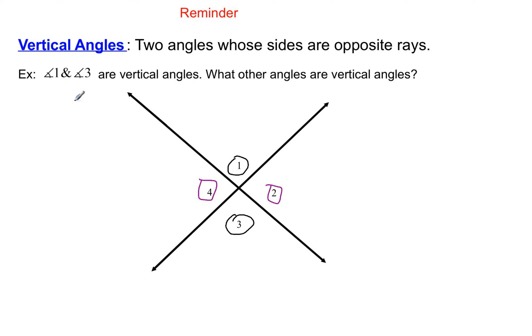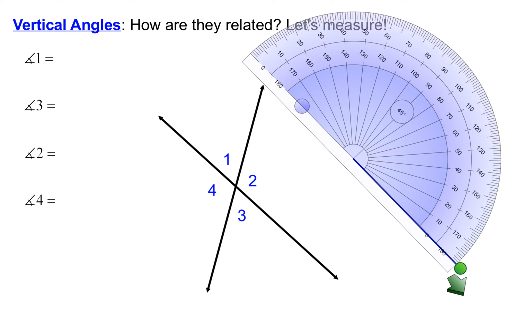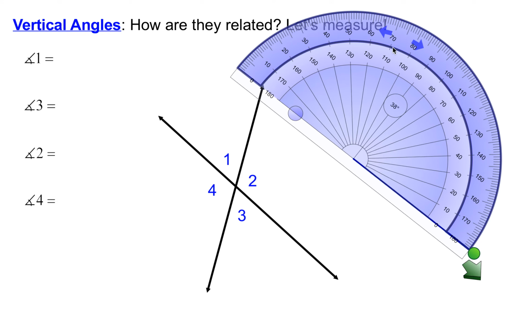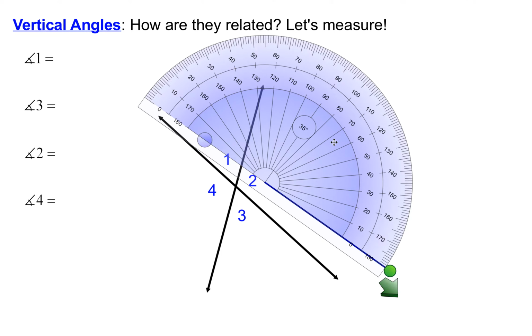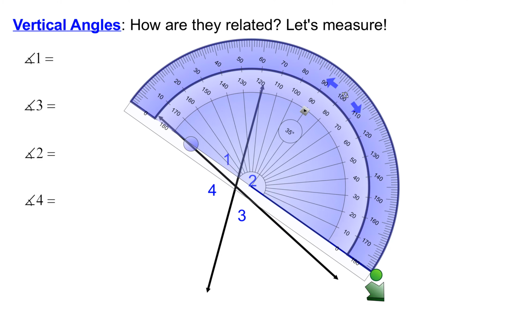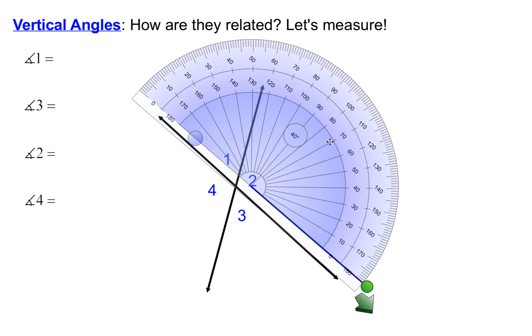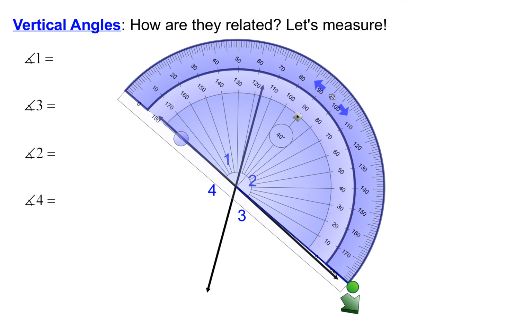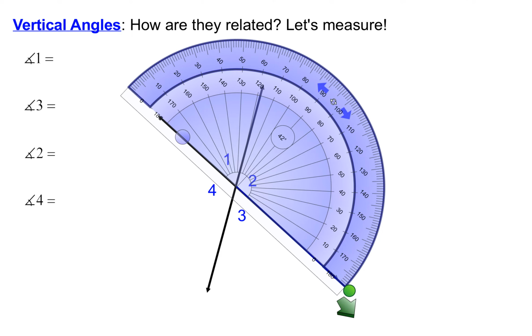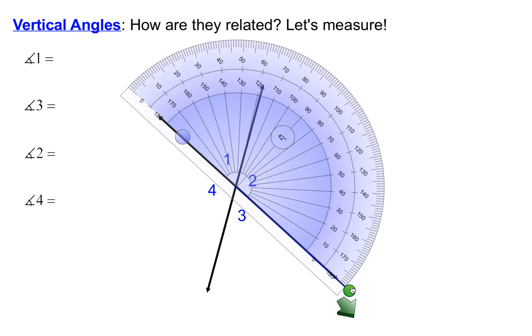So what relationship do vertical angles have with each other? How are vertical angles related? This is what we're going to do. We're going to take our protractor and measure angles 2 and 4 to see how they are related. Let's put the center of the protractor here at the vertex, turn this a little bit, and measure angle 2.